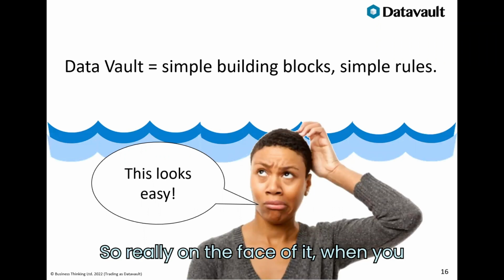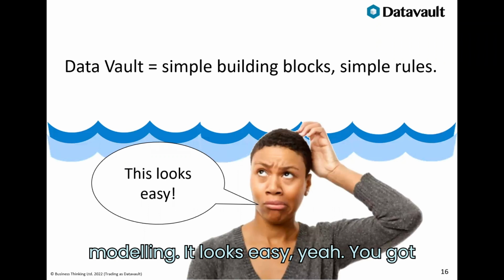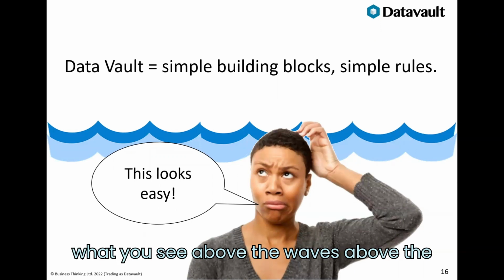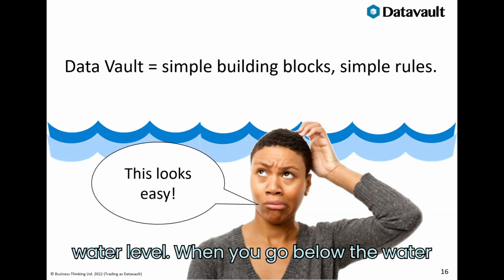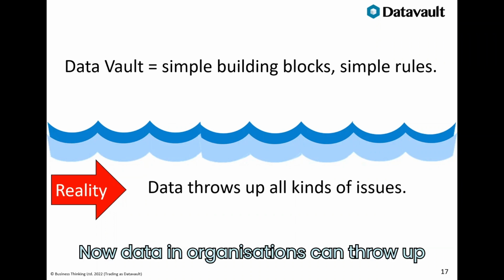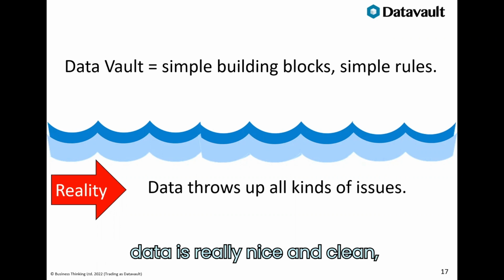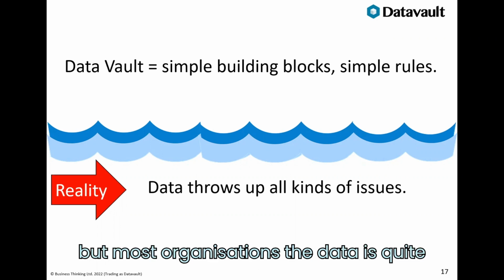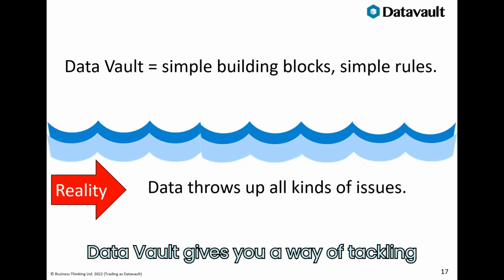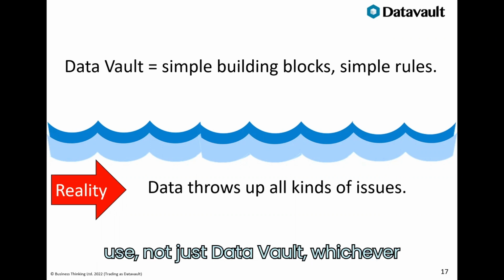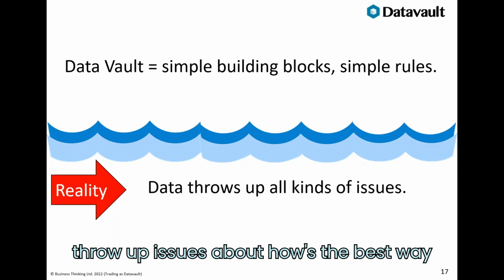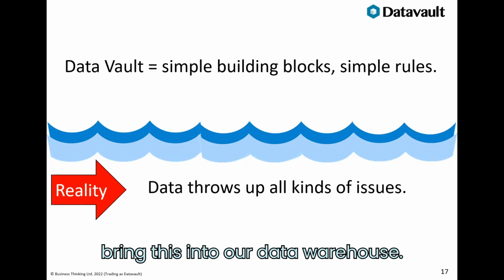So really, on the face of it, when you first learn Data Vault modeling, it looks easy. You've got simple building blocks to work with, some simple rules to work with. But that's what you see above the waves, above the water level. When you go below the water level, you're dealing with data. Now, data in organizations can throw up all kinds of issues. Some organizations, the data is really nice and clean, but most organizations, the data is quite messy. Source data is quite messy. Data Vault gives you a way of tackling that data, but whichever method you use for modeling, it can throw up issues about how's the best way to model this, how's the best way to bring this into our data warehouse.